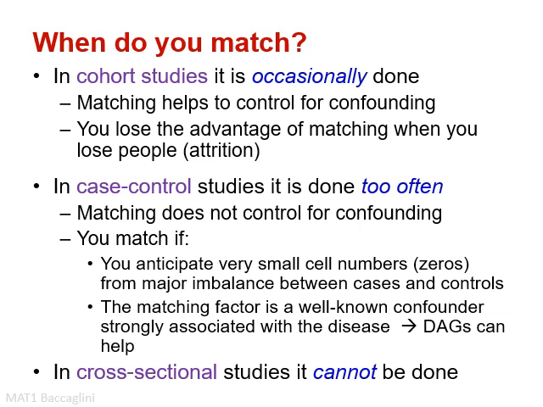For example, if you're looking at cancer cases and you don't match them to controls, you might end up with cancer cases being very old and controls being very, very young. And so you're going to have difficulty putting the data together and analyzing it. Although matching would not be the only possibility; you could do restriction if you wanted to. And you want to match on a factor that is a well-known confounder strongly associated with the disease. And so you can use directed acyclic graphs to show that.